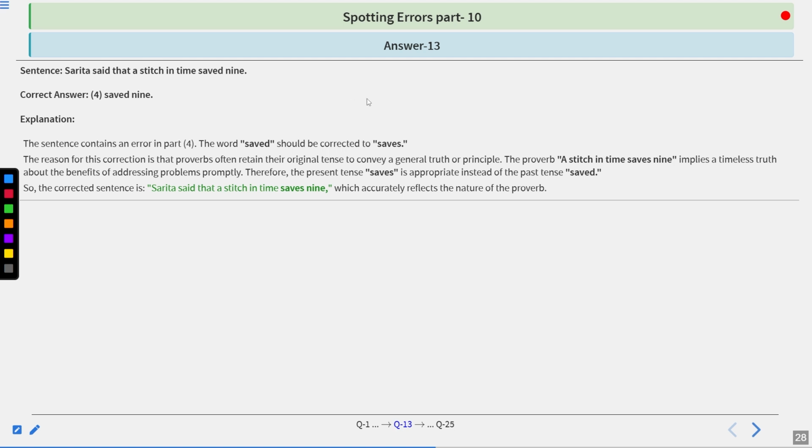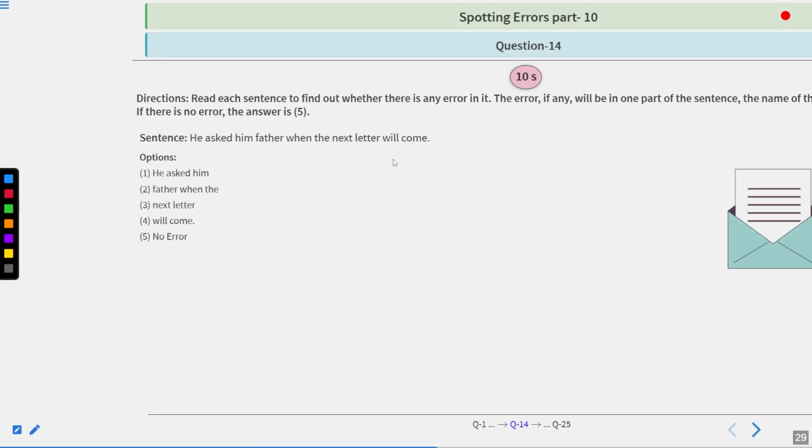The reason for this correction is that proverbs often retain their original tense to convey a general truth or principle. The proverb "a stitch in time saves nine" implies a timeless truth about the benefits of addressing problems promptly. Therefore, the present tense saves is appropriate instead of the past tense saved. So the correct sentence is Sarita said that a stitch in time saves nine, which accurately reflects the nature of the proverb. Let's move to the next question.